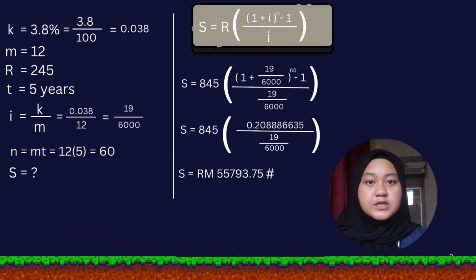For this question, first we need to extract all the information provided in the question. We already have the values for k, m, R, t, i, and n. So now we need to find the value of S. To solve this, we use the future value of an annuity formula, which is in the gray box. So we substitute all the info we have into the formula. Remember to simplify it step by step to avoid mistakes during calculation. After we simplify it, we get the future value, which is RM55,793 and 75 cents. So that is the answer for this question.